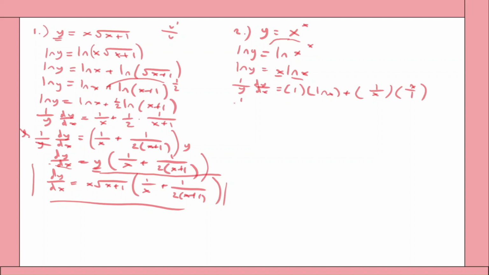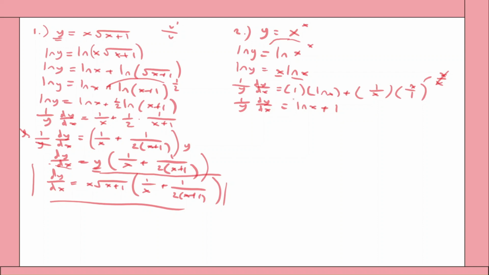So this is 1 over y dy dx. Again, we're just carrying it over. 1 times ln of x is the ln of x. And because if we multiply x over x, this simplifies to just 1. So it actually is just 1 here for this one.